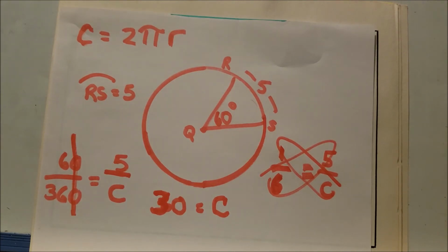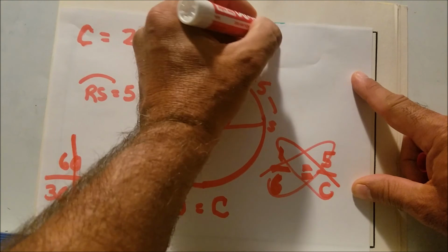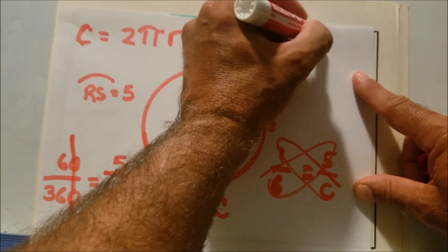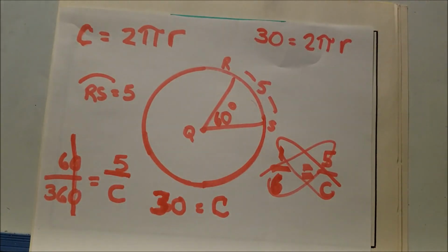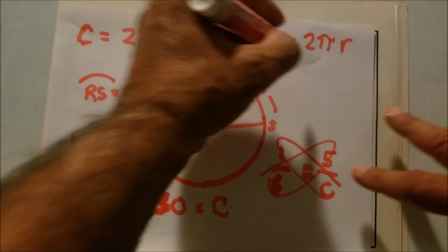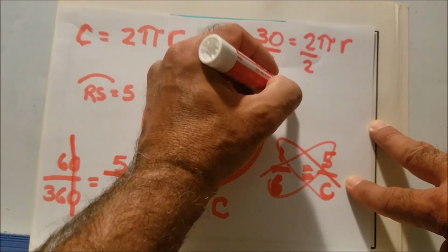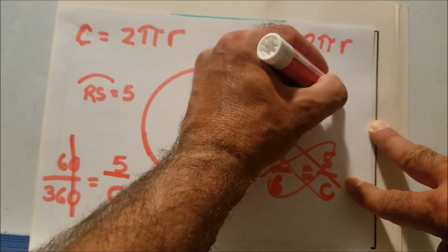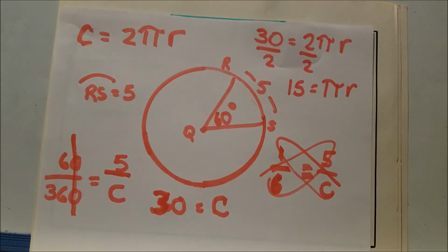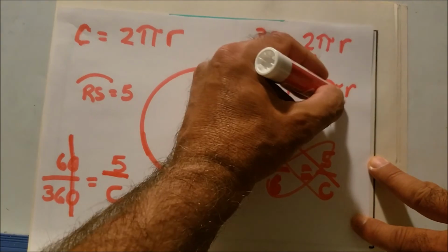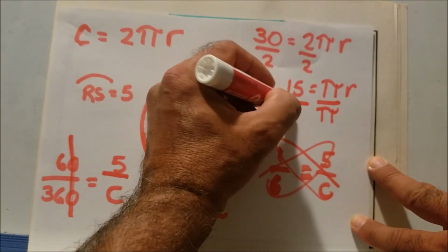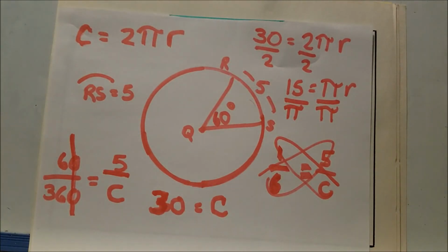So what is the radius? Let's go back up here. We know that c is 30. So we're going to say 30 equals 2 pi r. So let's divide out the 2 on both sides. Now we're going to have 15 equals pi r. Remember, we're trying to solve for r, trying to solve for the radius. So we have to divide pi out on both sides. So now we have 15 over pi equals r.